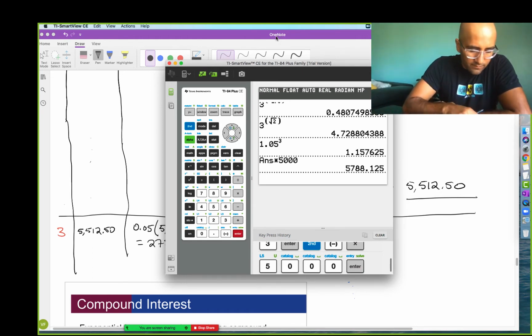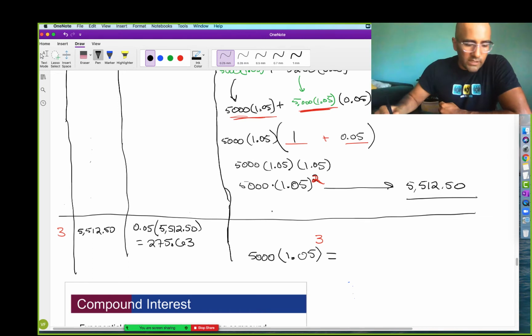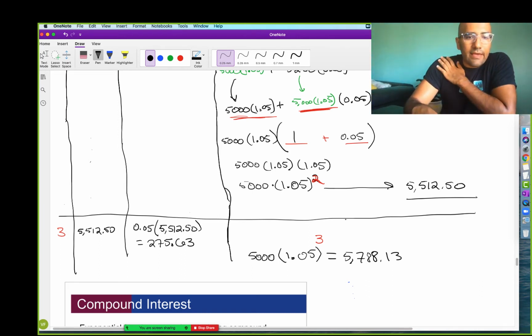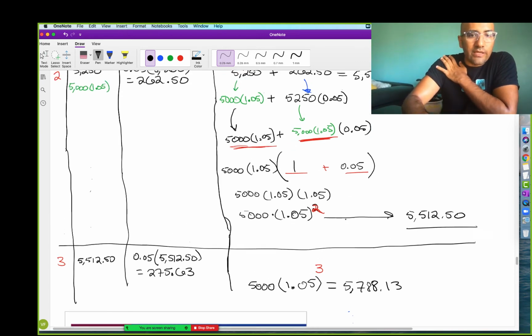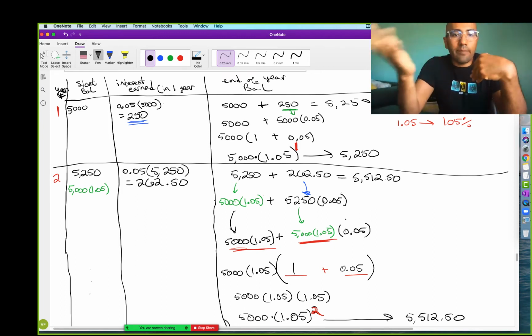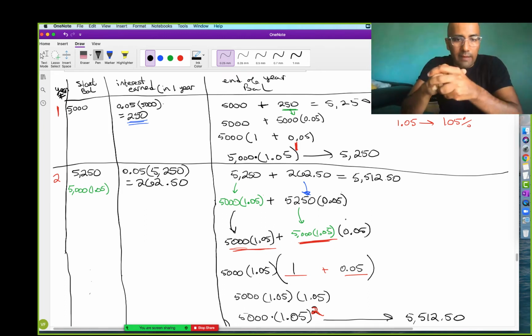Any questions? So that's what we get here. $5,788.13, rounding. Good. Okay, so the value of a formula, as opposed to doing it the old-fashioned way, one of the great values is that we can jump ahead. We don't have to do every individual step.